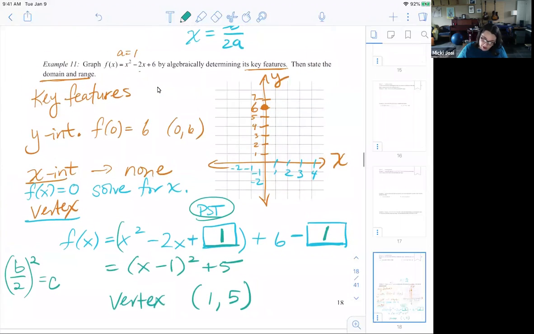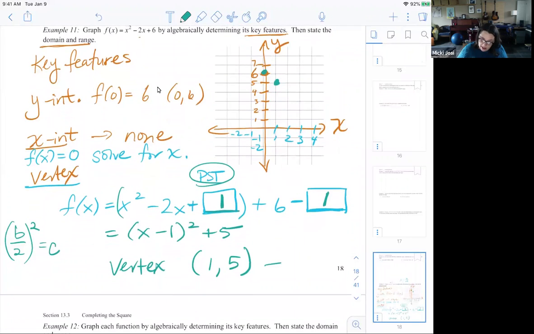So that tells me that my vertex is 1, 5. So if I go back over here, 1, 5 is here. And then I don't have any x-intercepts. I only have 2 points so far. But I know there's symmetry. I know that the vertex represents the minimum value, the minimum point on the graph. So it's a turning point. And since there's symmetry, there's actually an axis of symmetry. The axis of symmetry is going to be x equals 1. So that's going to cut my parabola in half.